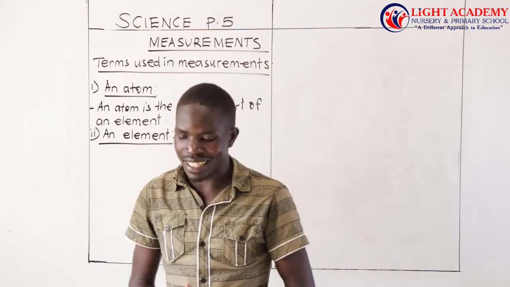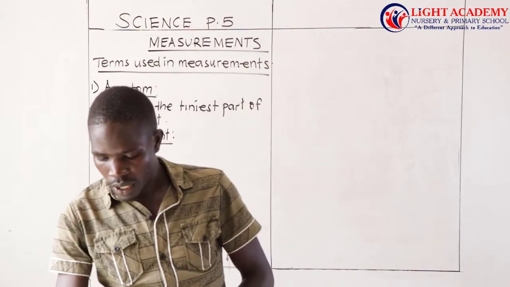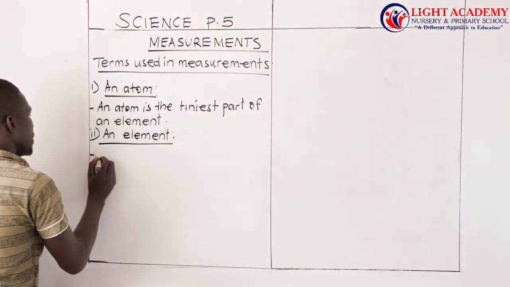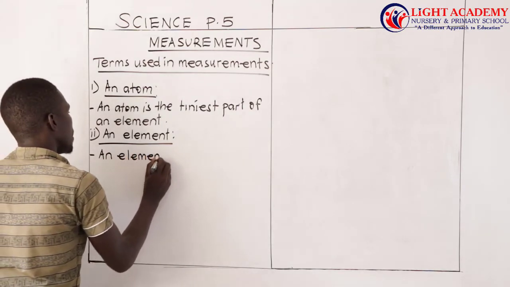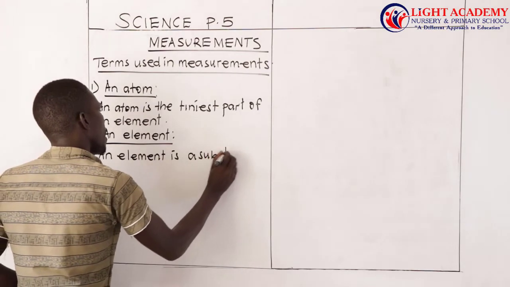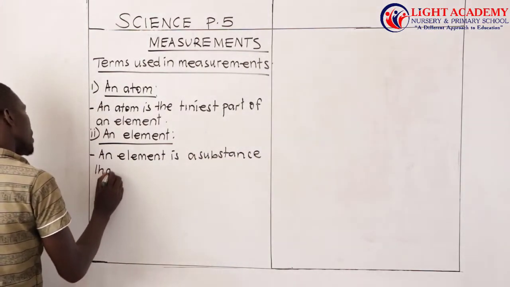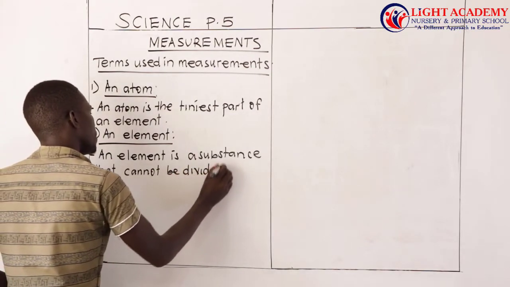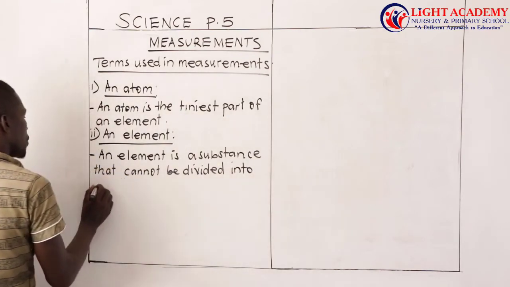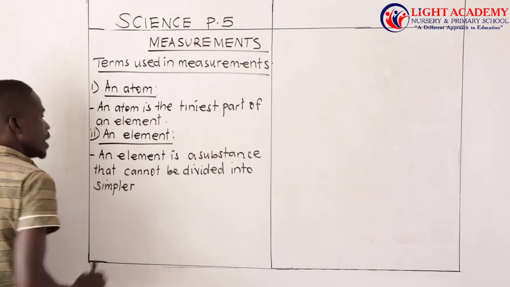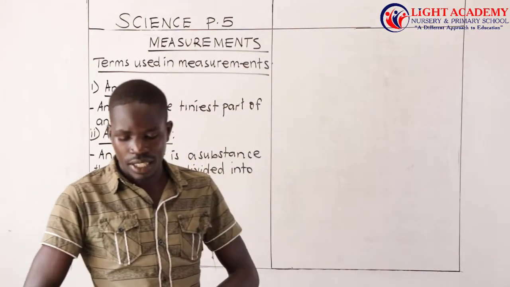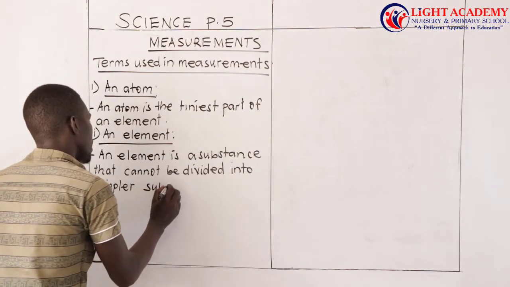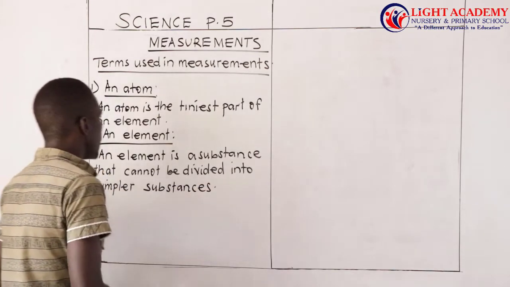We say an element is a substance that cannot be divided into simpler substances. An element is a substance that cannot be divided into simpler substances.